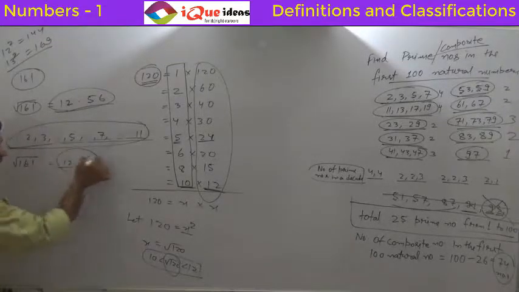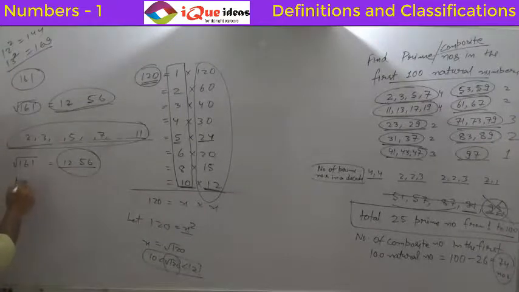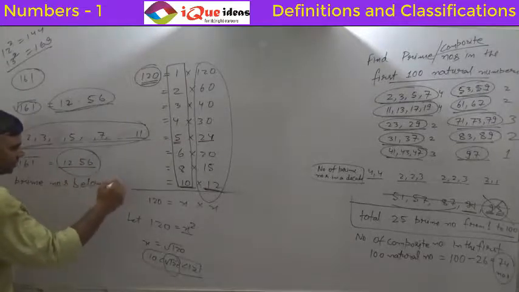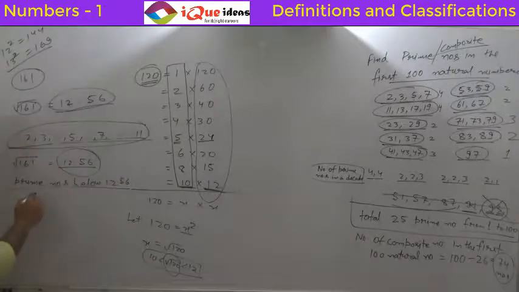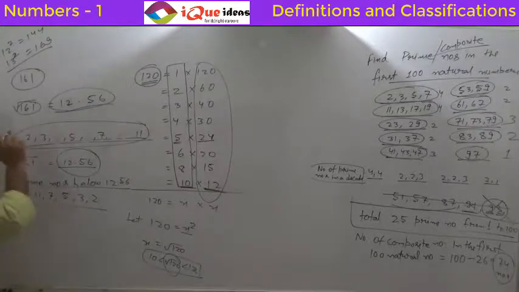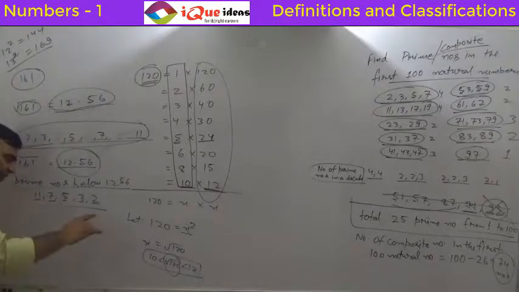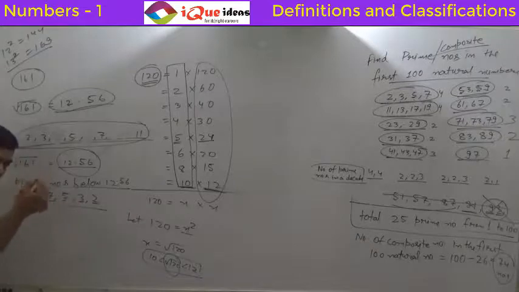Take the prime numbers below this, below 12.56 or whatever it is. Now what are the prime numbers below 12.56? 11, 7, 5, 3, 2. Now check whether 161 is divisible by any one of them or not. Because if it is not divisible by any one of them, then it is a prime number. If it is divisible by even one out of these 5, it is not a prime number.